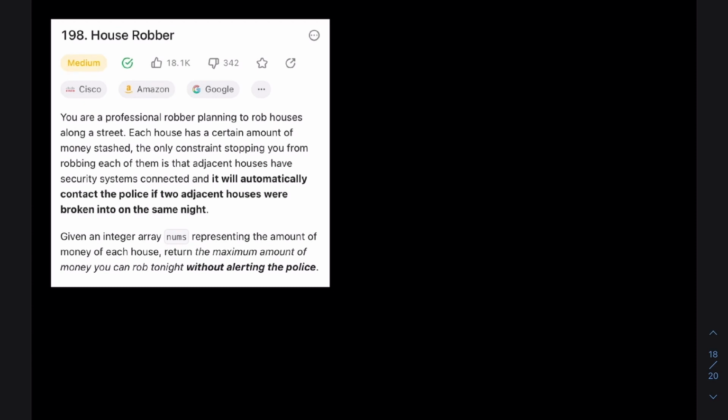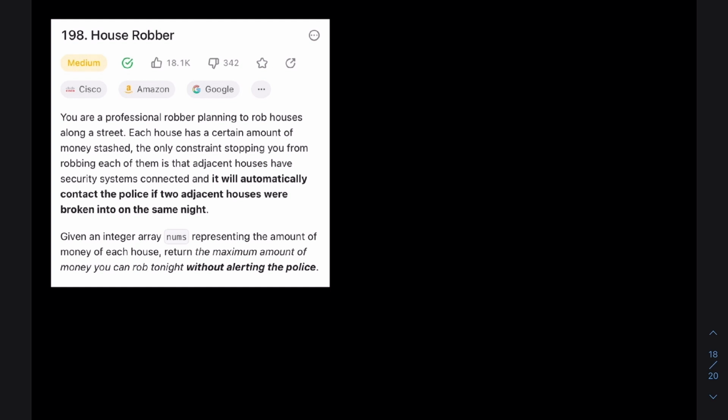A quick explanation of LeetCode 198, House Robber. So you are a professional robber planning to rob houses along a street. Each house has a certain amount of money stashed. The only constraint stopping you from robbing each of them is that adjacent houses have security systems connected, and it will automatically contact the police if two adjacent houses were broken into on the same night.